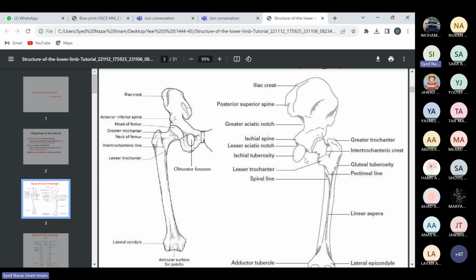So what about the gluteal muscle? They'll take origin from the bone which is above the ischial tuberosity. And what is the bone? That is the outer surface of the iliac bone, which we call the posterolateral surface or the outer surface.